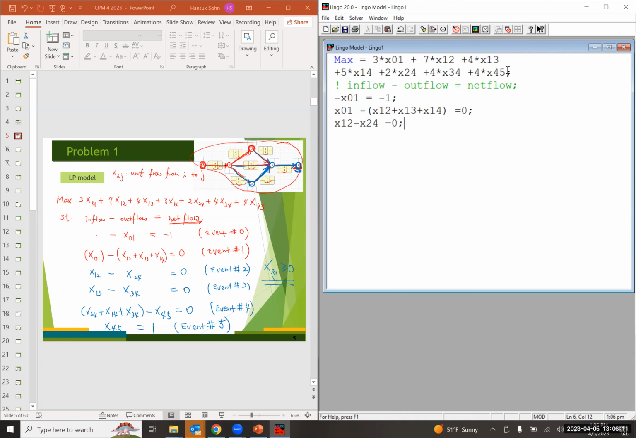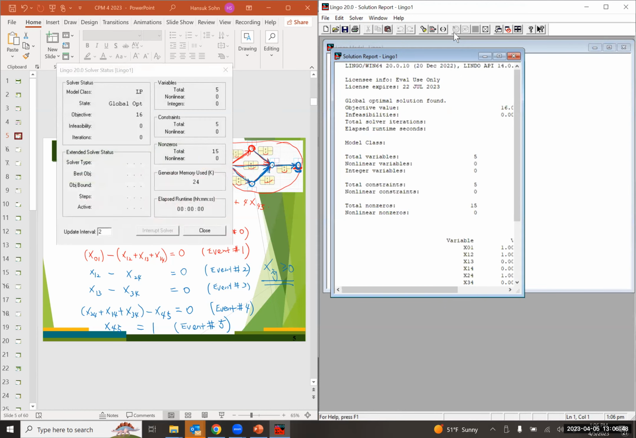Event number 3, x13 minus x34 becomes 0. For event number 4, x24, x14, x34 minus x45 equals 0. Finally, event number 5, x45 equals 1. I think that's it. Okay, let's run it.